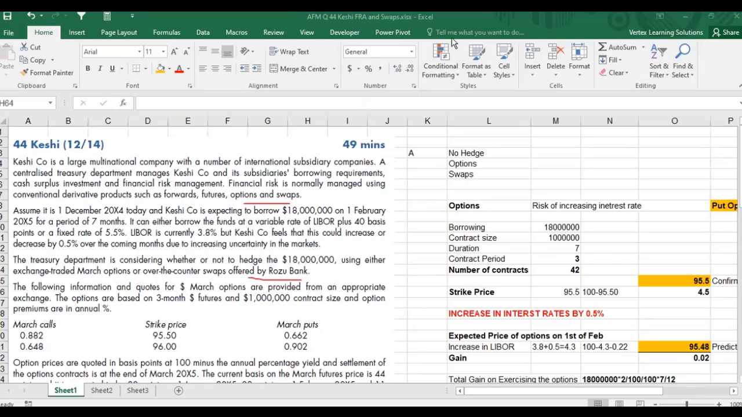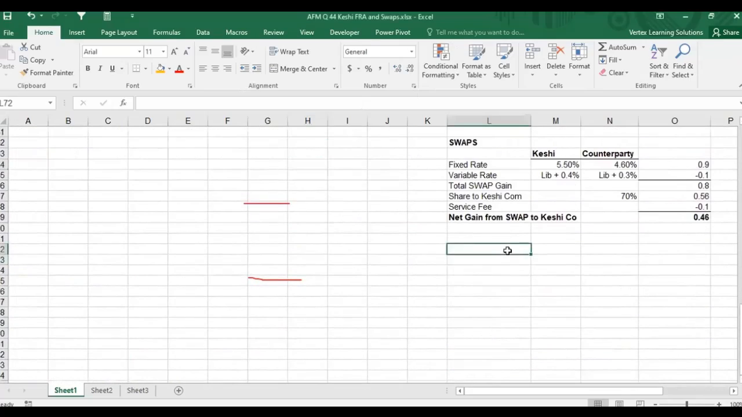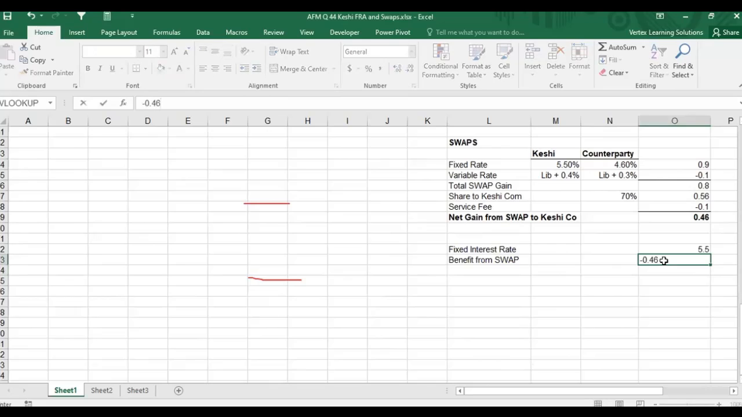So if they have this option for fixed rate, how much is their fixed rate? Their fixed interest rate is 5.5, and they will get benefit from swap, which is minus 0.46. I'm putting a minus sign because this is cost, this is gain, this is cost, this is gain. So that's why I put the minus sign, and their net cost will be 5.04%.